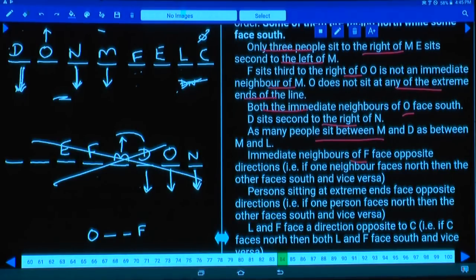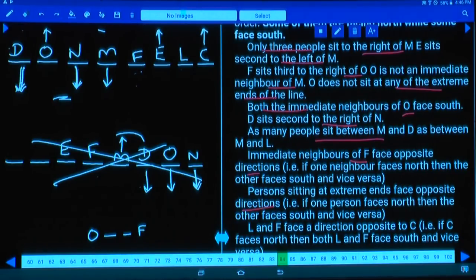Immediate neighbors of F face opposite. Immediate neighbors of F are E and M. These 2 persons are facing opposite. Persons seated at the extreme end face opposite direction. D and C are the persons who are seated at the extreme ends. Now these 2 persons are in opposite directions. D is facing south, and this C must face towards north.